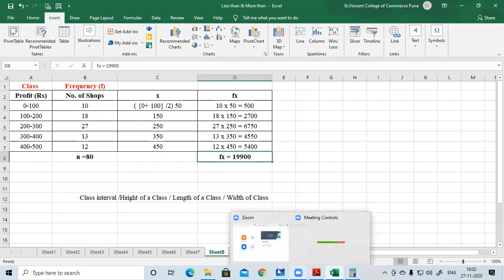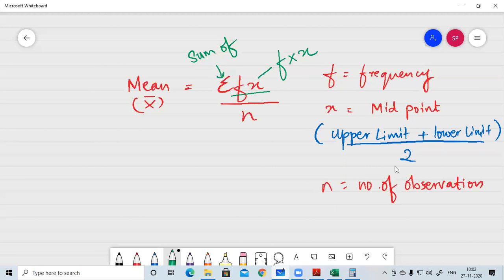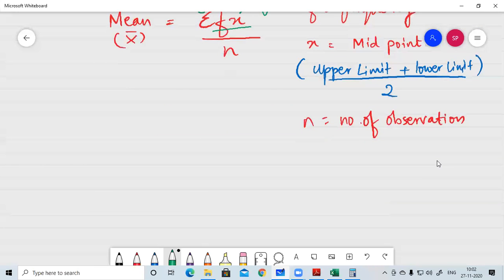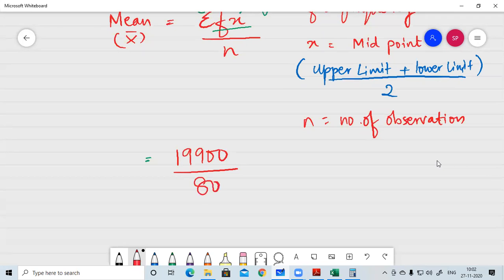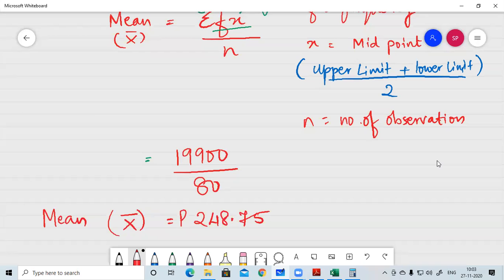So your mean will be now in this case 19,900 divided by 80. So it's 248.75. So that means your mean, which is denoted by x bar, I am always writing it so that you remember, is 248.75. Now in this case, you'll have to specify what. So this is in rupees.